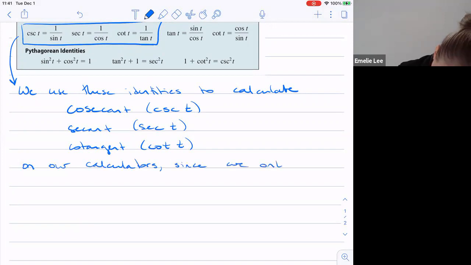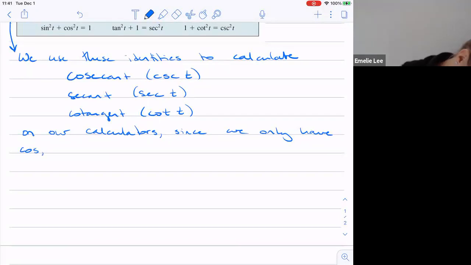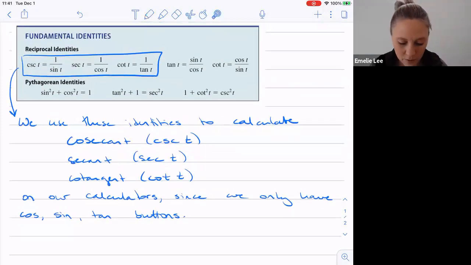So we use these identities to calculate the cosecant, the secant, and the cotangent on our calculators, since we only have cos, sine, and tan buttons. Okay. So we rewrite them in terms of sine and cosine. And then, of course, tangent, we can also rewrite in terms of just sine and cosine and cotangent. So we can rewrite all of these in terms of sine and cosine.